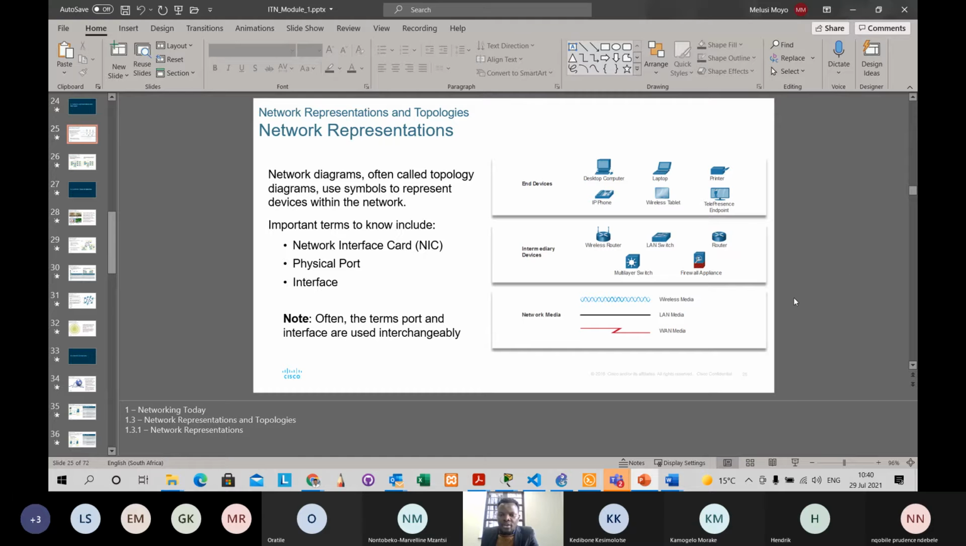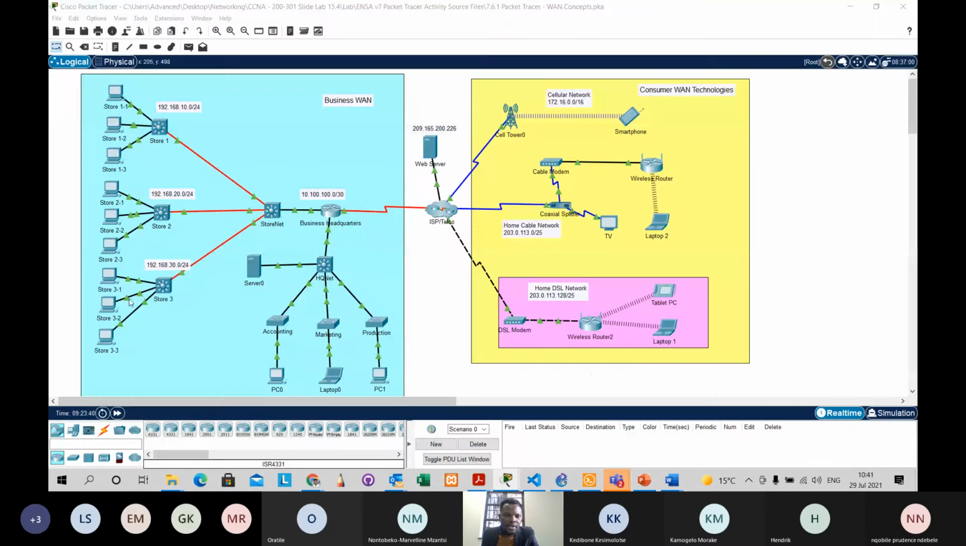Let me go back to this part. You can see here on store number 1, we have a desktop computer called store 1.1. What exactly connects the store 1.1 computer to this store 1 switch? It's an Ethernet cable. That Ethernet cable, we call it a medium. So a medium is a cable or a device that carries signal from one computer to another computer. It's anything that carries signal from one device to another device.